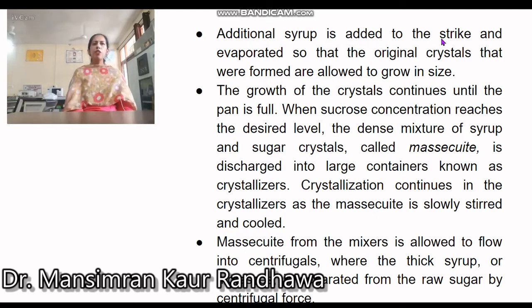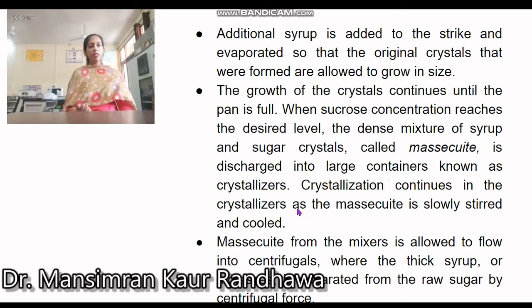Additional syrup is added to the strike and evaporated so that the original crystals that were formed are allowed to grow in size. So we are again adding some solution so that the sugar crystals keep growing in size. The growth of the crystal continues until the pan is full. Your vacuum pan is full. When the sucrose concentration reaches the desired level, the dense mixture of syrup and sugar crystals, known as massecuite, is discharged into large containers known as crystallizers.